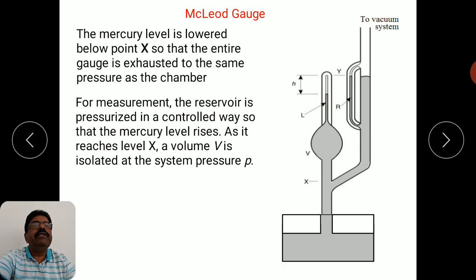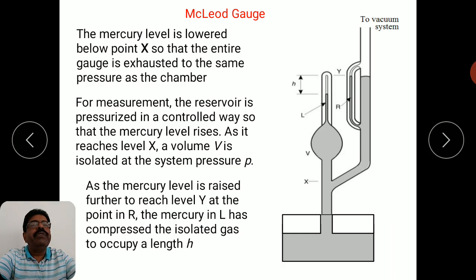So as it reaches the level X, a volume V is isolated at the system pressure P. Then as the mercury level is raised further to reach the level Y, you can see it marked over here in the right limb at point R.